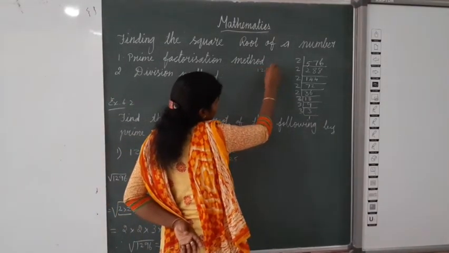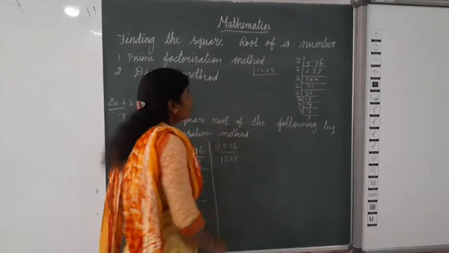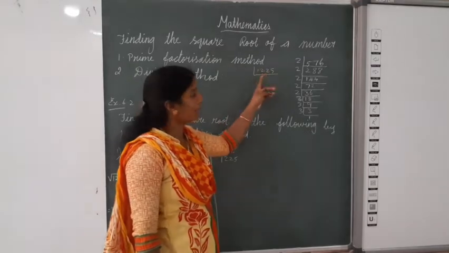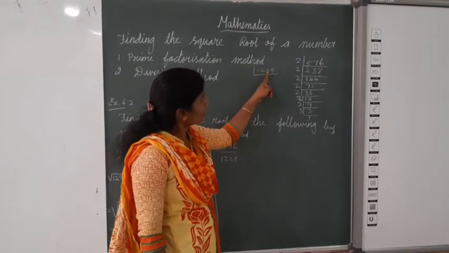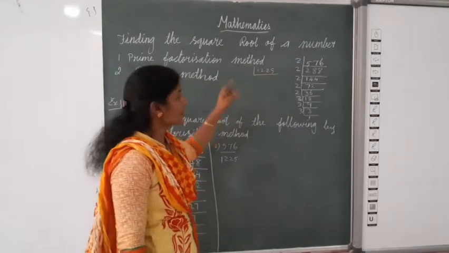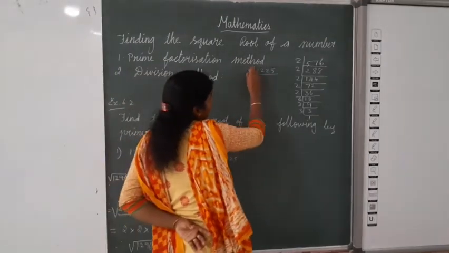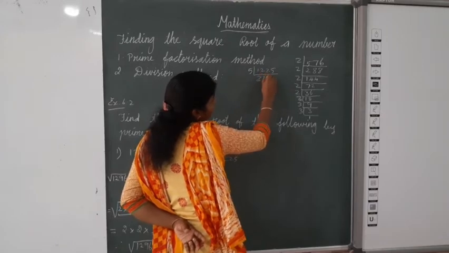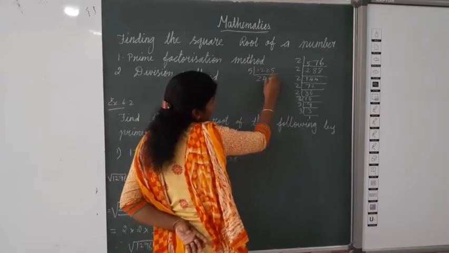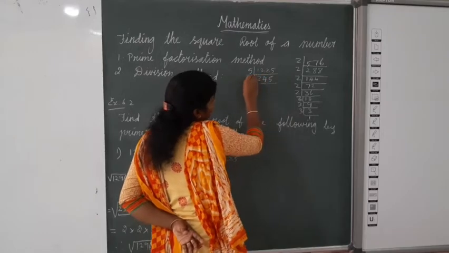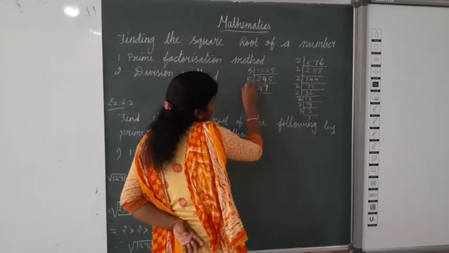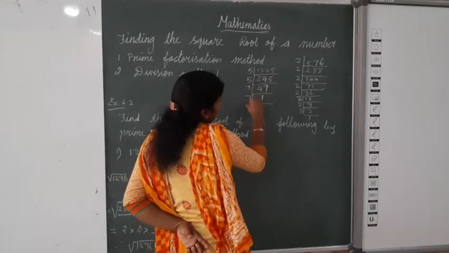Then 1225. Now using 3 table means this number is divisible by 3. 1 plus 2 is 3, 3 plus 2 is 5, 5 plus 5 is 10. 10 is not divisible by 3, so we can't take 3. So we can take 5. 2 5s are 10, 2 balance 2. 4 5s are 20, again 2 balance, 5 5s are 25. Then 5 table, 4 5s are 20, 9 5s are 45. Then 7 table, 7 7s are 49.